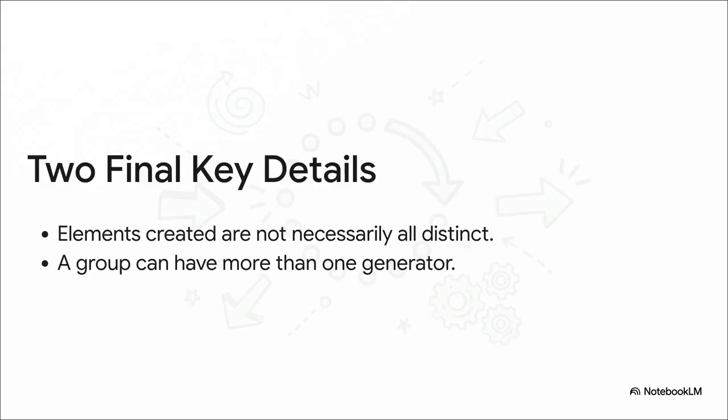That's it. Now, before we wrap up, there are two quick but really important details you got to know. First, when you're generating these elements, A squared, A cubed, and so on, you might actually start repeating elements you've already made. And that's okay. In fact, that's what happens in finite groups. And second, and this is a cool twist, a group can have more than one generator. It's totally possible for some other element to also have the power to create the whole group.